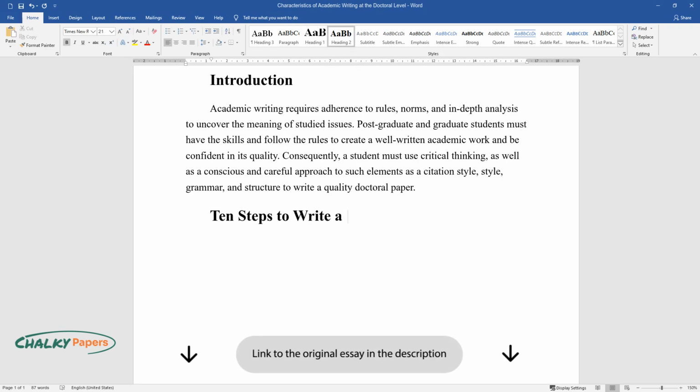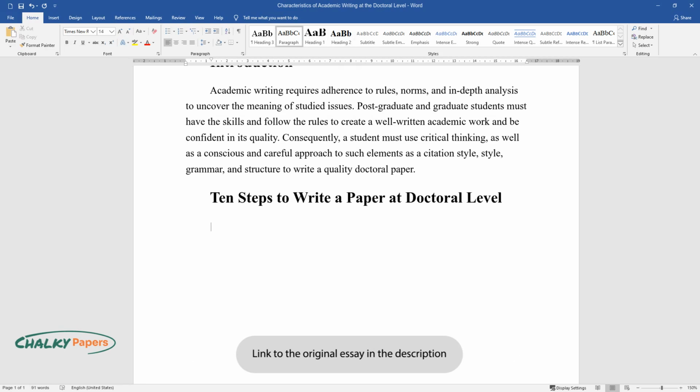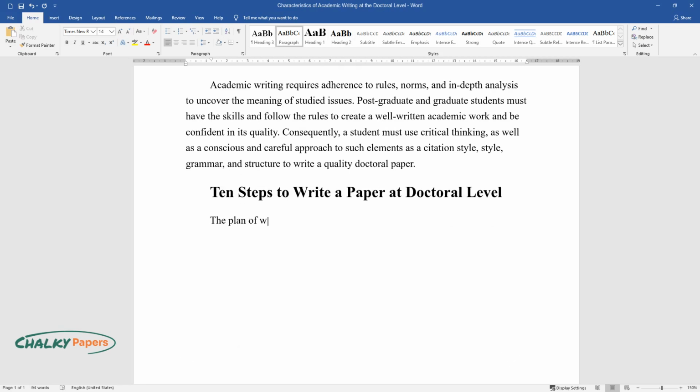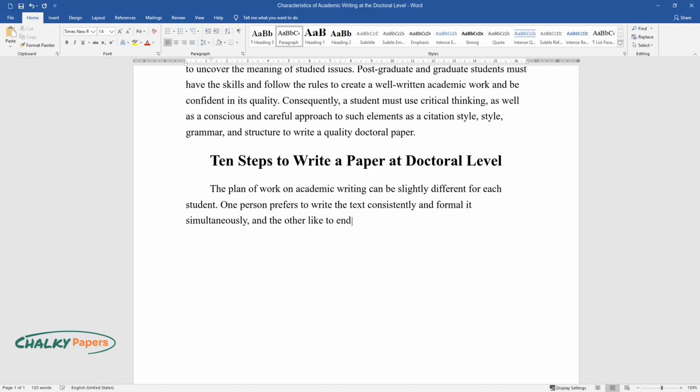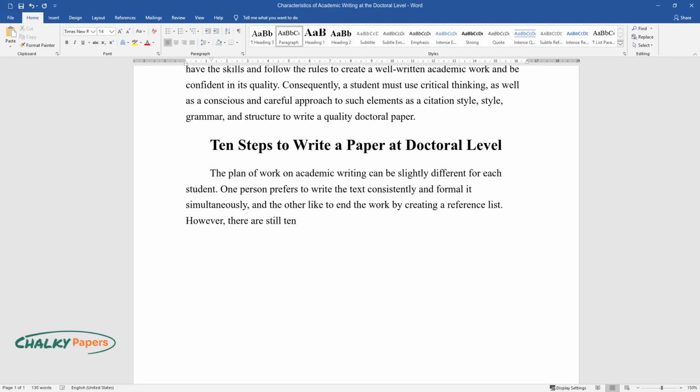10 steps to write a paper at doctoral level. The plan of work on academic writing can be slightly different for each student. One person prefers to write the text consistently and formally simultaneously, and the other likes to end the work by creating a reference list. However, there are still 10 basic steps one needs to go through to write a quality doctoral paper.